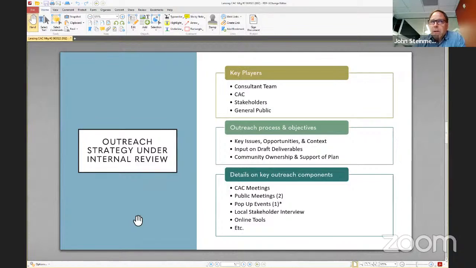Any other objectives that come to mind that you want to make sure we highlight that we may have overlooked when you think of our community outreach strategy? What are some of the other goals or objectives we should be shooting for and striving for?